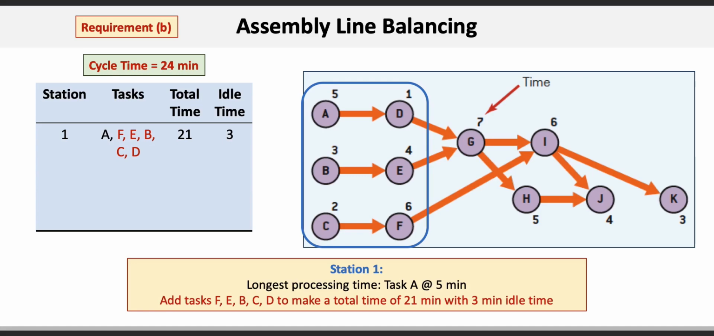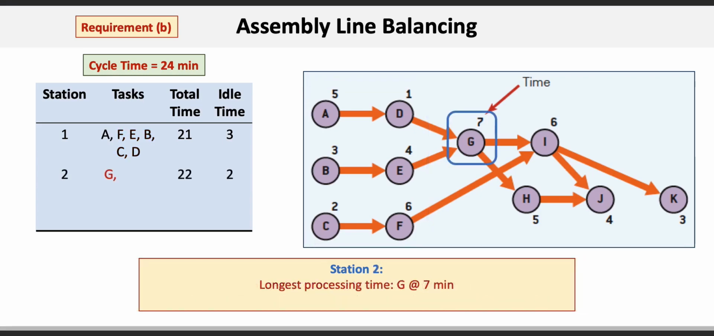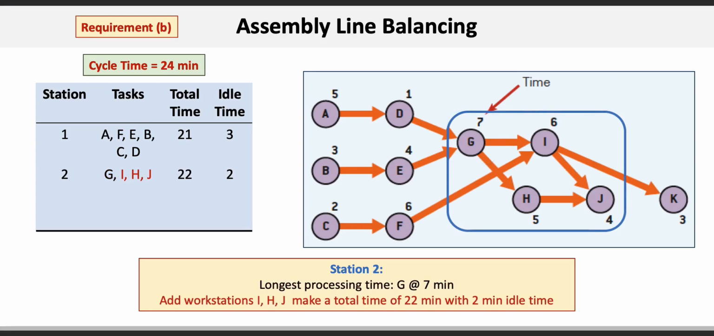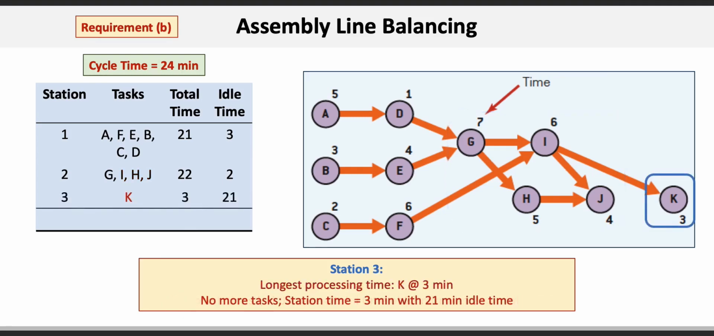Again, that's 24 minutes cycle time minus a 21-minute station time. Next, we move on to station 2. This starts with task G at 7 minutes, and then we add in tasks I, H, and J with times of 6 minutes, 5 minutes, and 4 minutes respectively. This results in a workstation with 4 tasks and a station time of 22 minutes with 2 minutes of idle time. Now, as you can see, we're left with one task, K, which, unfortunately, must form a workstation of its own. There are no more tasks, so workstation 3 contains one task for a total station time of 3 minutes and 21 minutes of idle time.